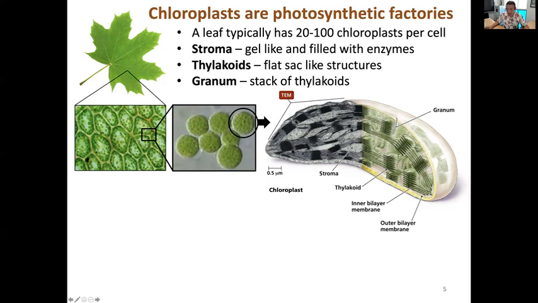Inside the chloroplast, if you were to cut it in cross-section, you would see that it's made of many of these stacks of little pancake structures. These are the thylakoids. And so this chloroplast has a lot of similarities to the structure of mitochondria.